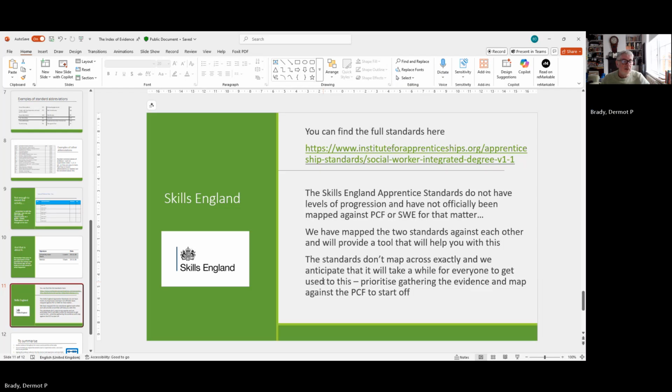But really the point here is that it takes a while to get used to all these professional standards, what they mean, how they map against each other. But you become more familiar with these things as the course progresses, and we have some tools and guidance that would help you with that.